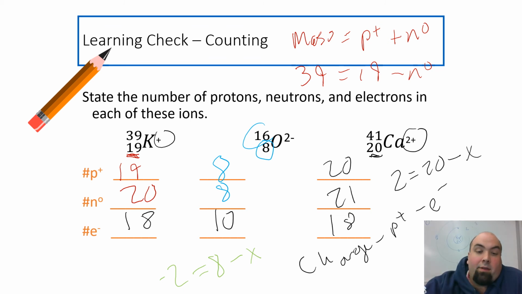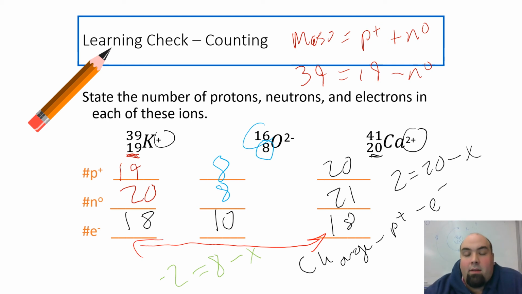And oh, here's a fun little hint. There's going to be a reason, which we're going to hit next unit, why both of these form ions that have 18 electrons, but we'll save that for a future unit. So I hope that helps.